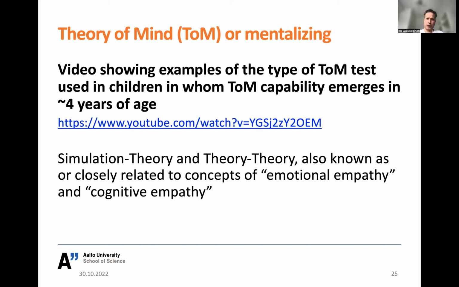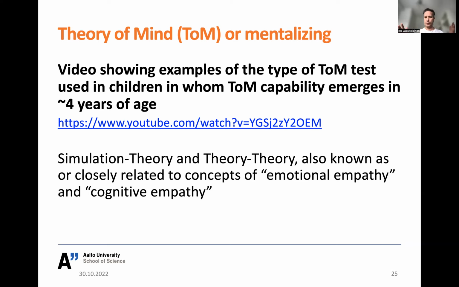And so when it comes to theory of mind mentalizing, there are these influential views. There's the simulation theory and theory theory. And these are closely related concepts to emotional empathy and cognitive empathy. So simulation theory basically means that we understand others via self-reflection. And okay, so this is a very fundamental mechanism when we think the other person is like us, and a member of in-group.